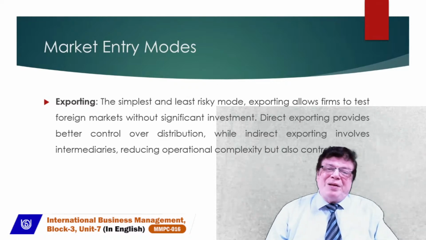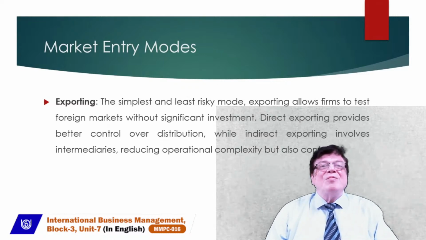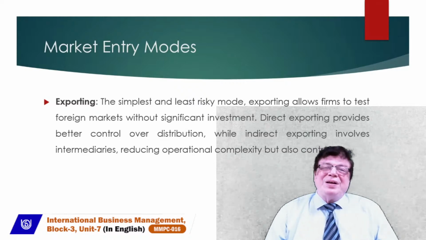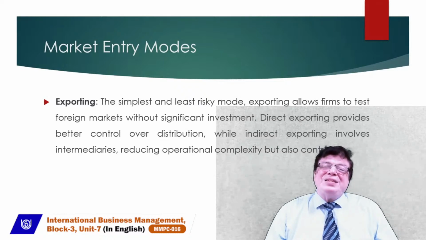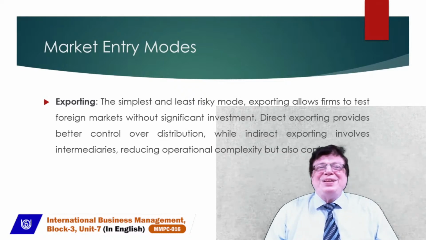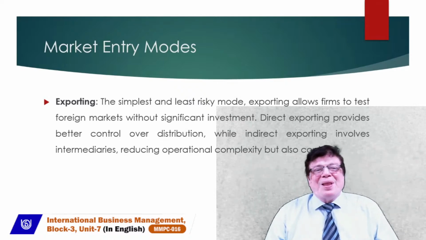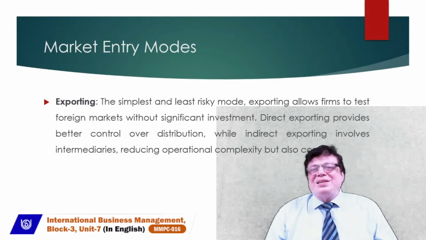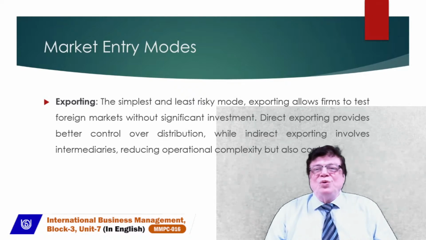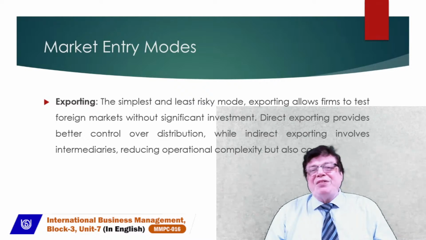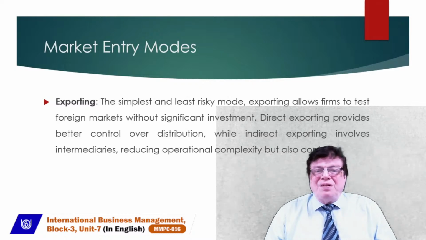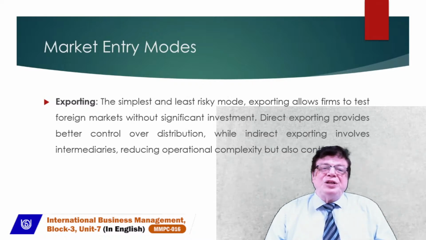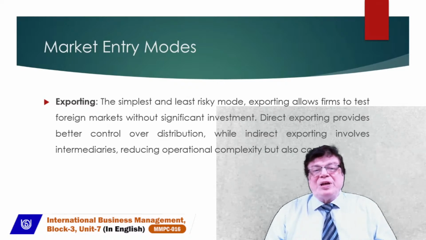Many times the exporter is afraid he may not get the money. Suppose he sends the consignment, goods are shipped, and if he doesn't get the money, then that is not proper. So when he receives the LC, when the bank takes the assurance of payment, then he does his order. So exporting is the simplest and least risky mode. It allows firms to test foreign markets without significant investment. Direct exporting provides better control over distribution, while indirect exporting involves intermediaries, reducing operational complexity, but also control.